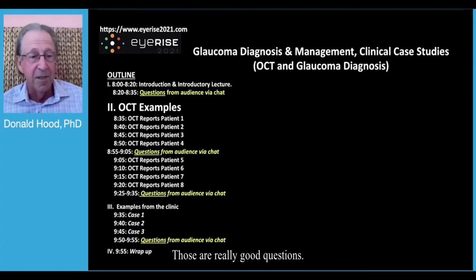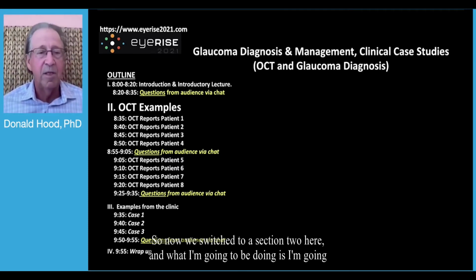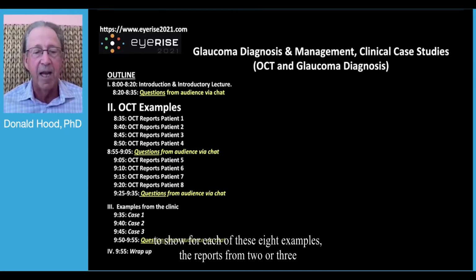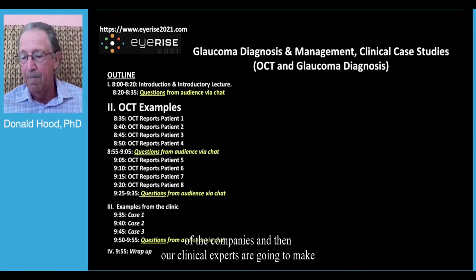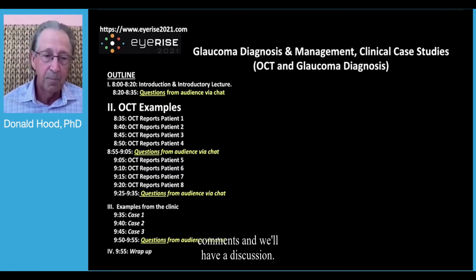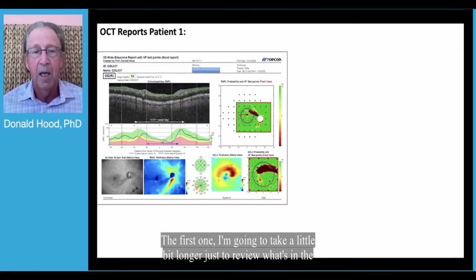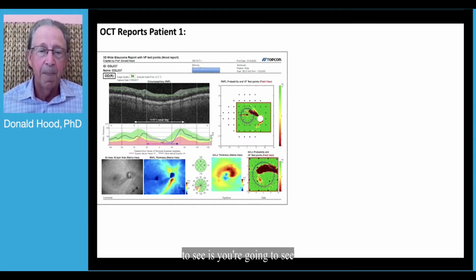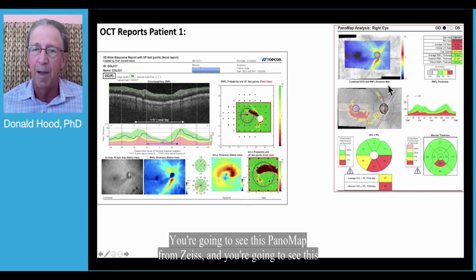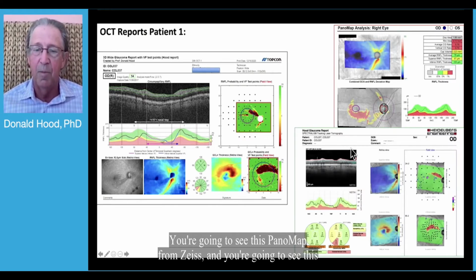All right, those are really good questions. So now we switch to section 2 here. What I'm going to be doing is showing, for each of these 8 examples, the reports from 2 or 3 of the companies. And then our clinical experts are going to make comments and we'll have a discussion. So let's get started. The first one I'm going to take a little bit longer to review what's in the reports. You're going to see this report from Topcon, this panel map from Zeiss, and this report from Heidelberg.